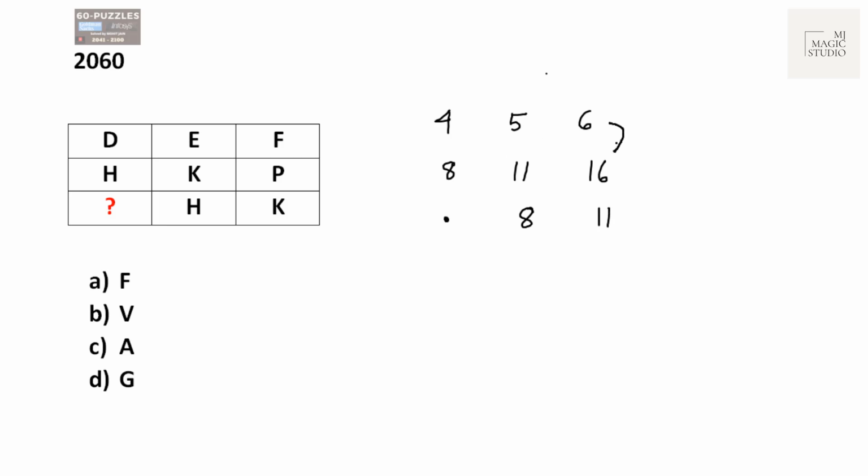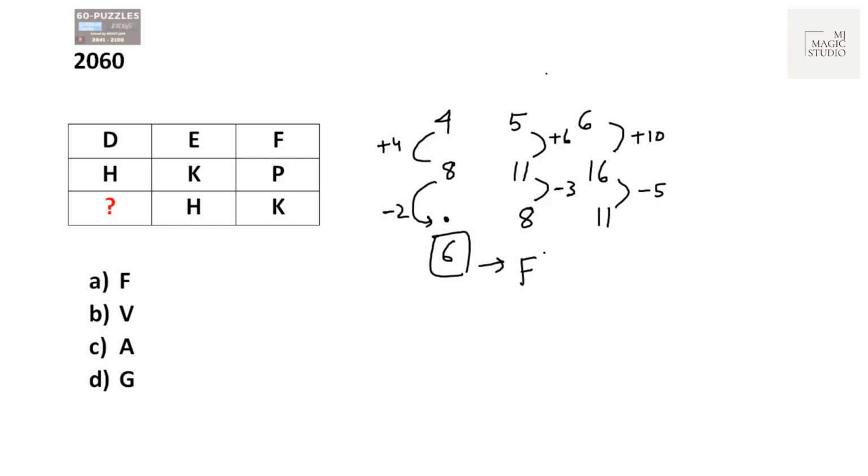What kind of... okay, this is plus 10. And then this is minus 5. If I work like this, this is plus 6 and this is minus 3. Bingo. From first row to second row, whatever is added from second row to third row, half of that is deducted. So if 4 to 8 is plus 4, this should be minus 2. Half of 4 is 2, subtract from 8, that should be 6. And 6 represents F. Sixth position for the alphabet. F it is. Option A should be the fit here.